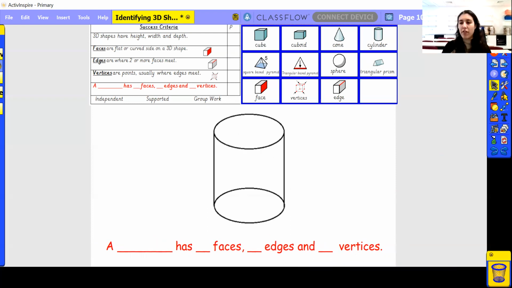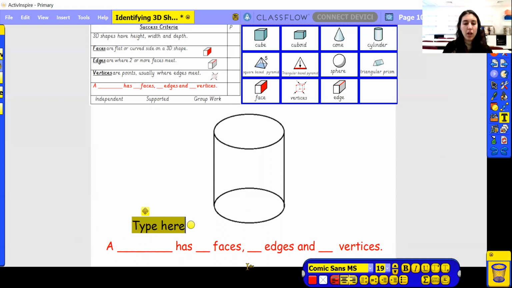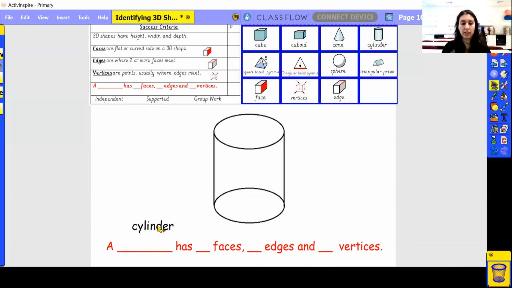Okay, let's have a look at the shape then. Can you identify it from the word map? Well done if you said that it is a cylinder. So a cylinder looks like this. There you go, you can see a cylinder. Maybe like a tin or a tube of toilet roll.